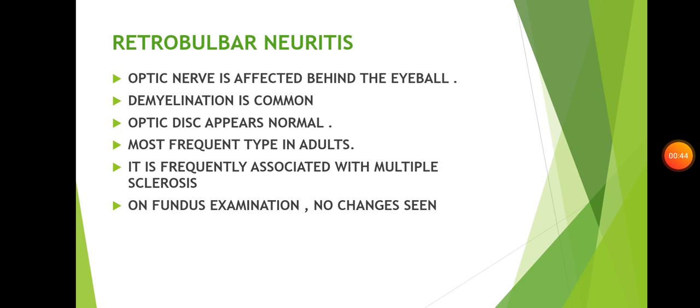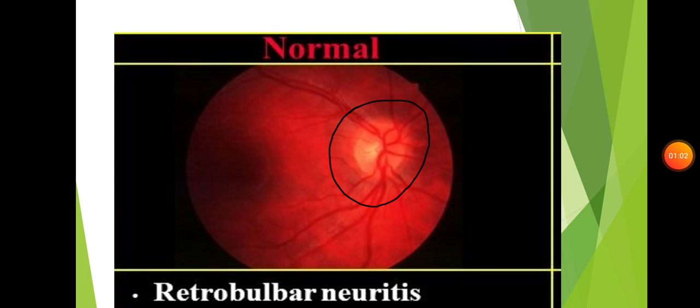Retrobulbar neuritis. It's a condition in which the optic nerve is inflamed behind the eyeball, so the optic disc appears normal. Demyelination is common in this condition. It's the most frequent type seen in adults. It is frequently associated with multiple sclerosis. On fundus examination, no pathological changes are seen. You can see here that the optic disc is not inflamed, margins are well defined, no hyperemia present.